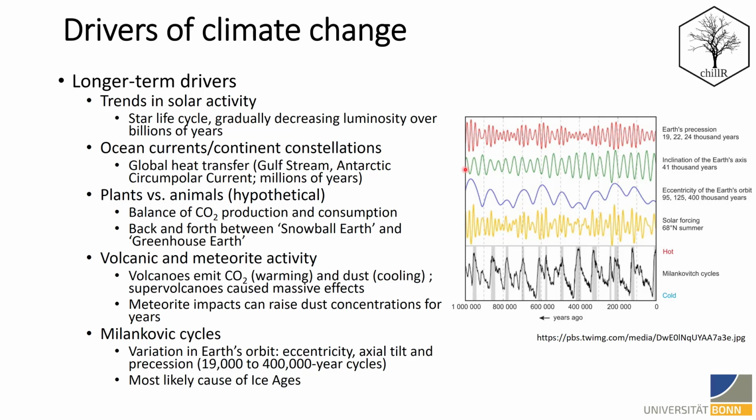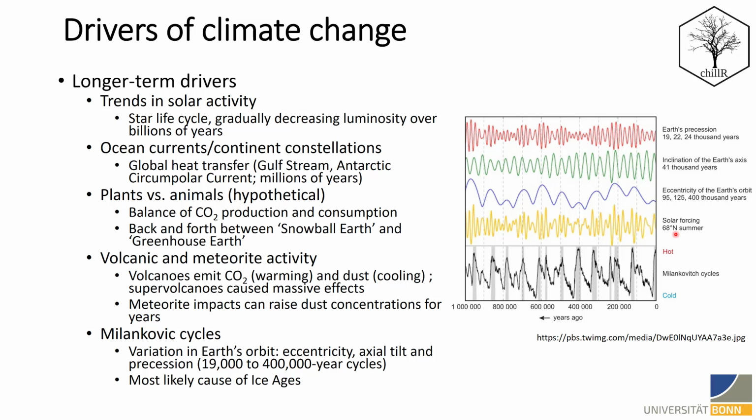This is the axial tilt, so the inclination of the Earth's axis. This also shows quite a bit of variation. And then this is the longer-term cycle related to the Earth's eccentricity, so how elongated the orbit is. And from this we can calculate the solar radiation that hits the surface of the Earth. In this case, it's at 68 degrees north in summer.